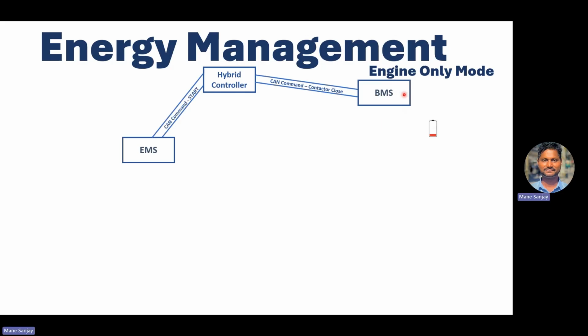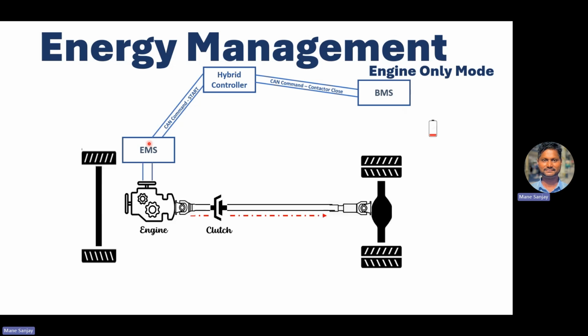So as soon as the BMS says the battery is low, it sends a command to the EMS to start the engine. If the engine is already running, then it's okay, and the hybrid controller will not send any command because the engine is already running. Now the engine is running, that means EMS will control the engine, and the power will be fed to the wheel, right, to propel the vehicle.